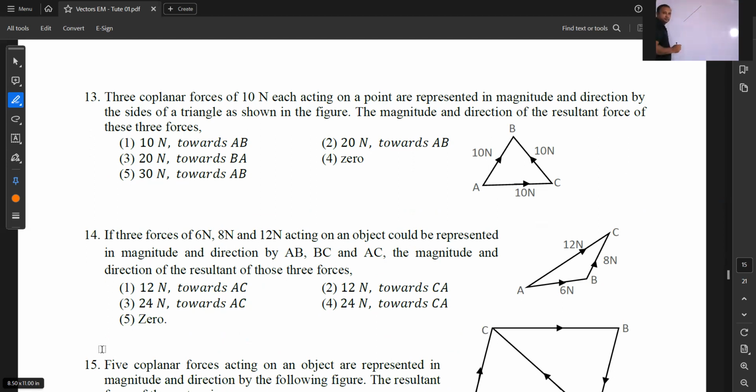Answer number 3. A, B, C. AB is 6 Newton. BC is 8 Newton. AC is 12 Newton.